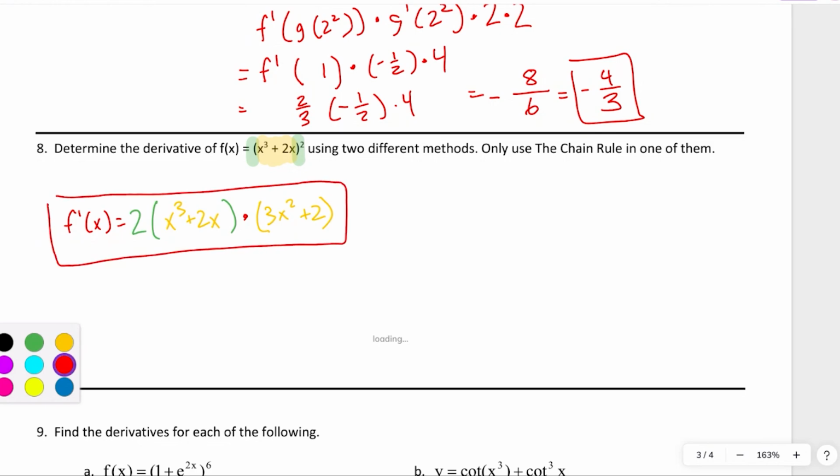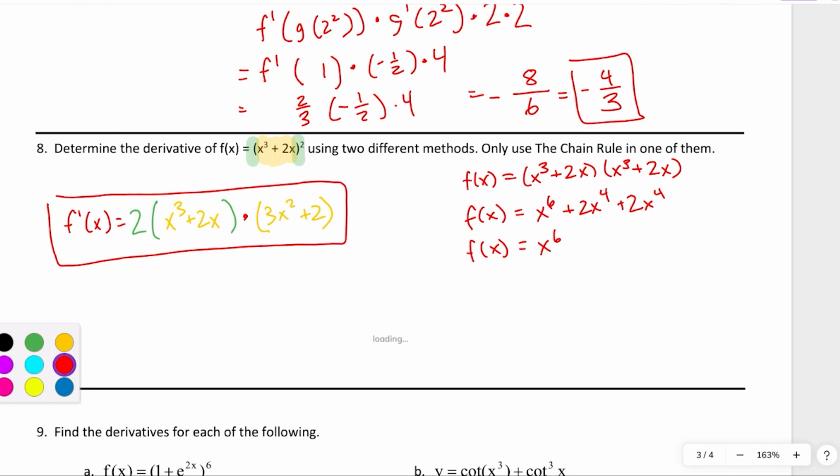But we could also get there by simply multiplying this binomial out. Whenever you're squaring something, that means that you're multiplying it by itself. So if I multiply this out using the distributive property, I can use power rule on each of the terms. So let's see here. X cubed times x cubed will be x to the 6th. X cubed times 2x will be 2x to the 4th. We got 2 of those, so I'll go ahead and pull those together. And then finally 2x times 2x is going to be 4x squared.